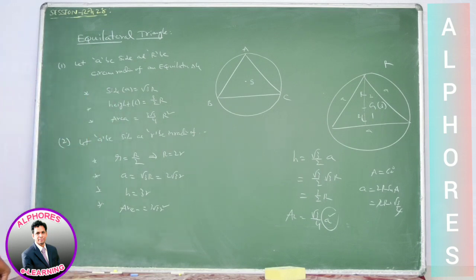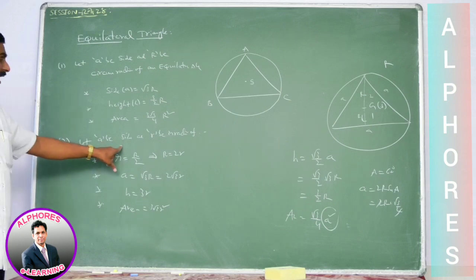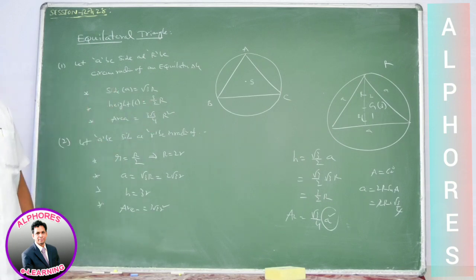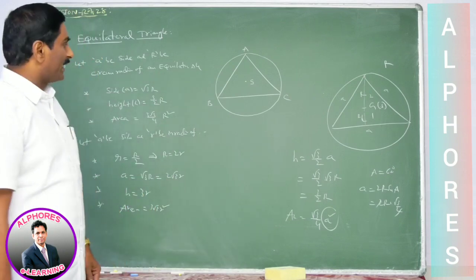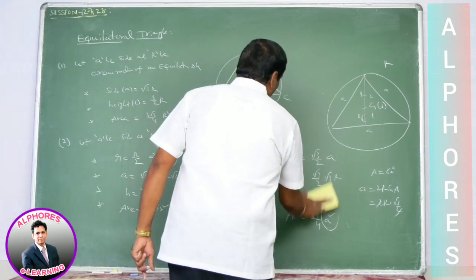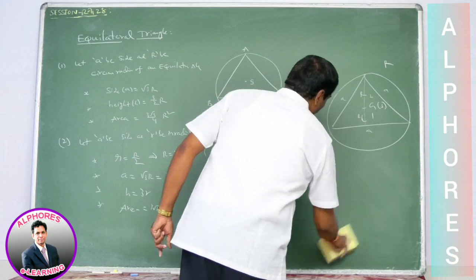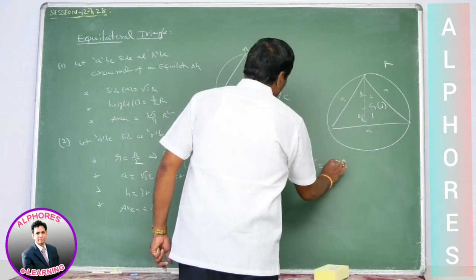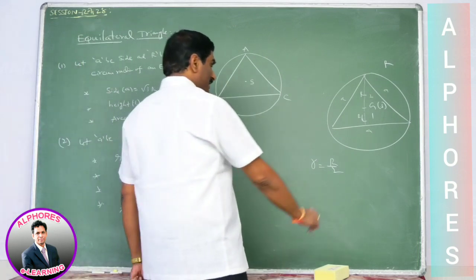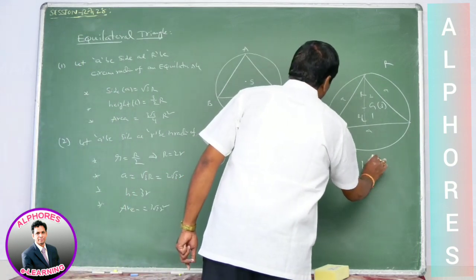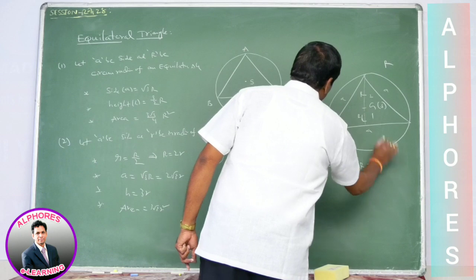Next, let a be the side and small r be the inradius of an equilateral triangle. In an equilateral triangle, what is the relation between inradius and circumradius? Small r is equal to capital R by 2. In an equilateral triangle, inradius small r is equal to capital R by 2. That means capital R is equal to 2r.